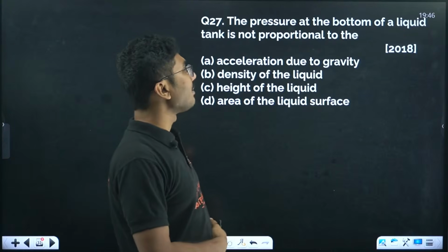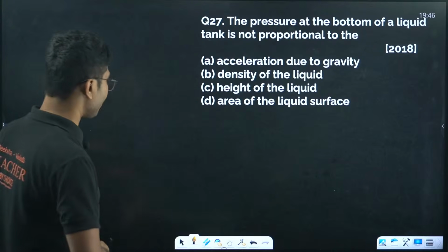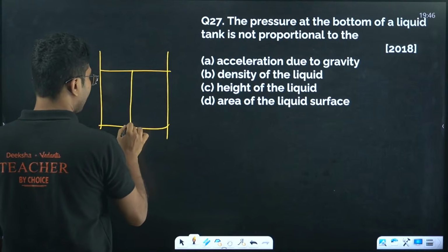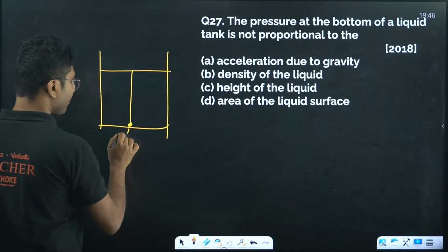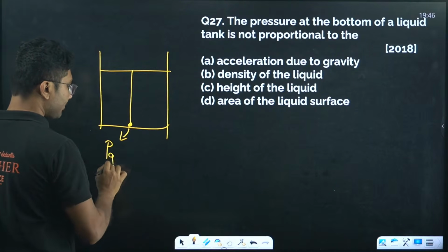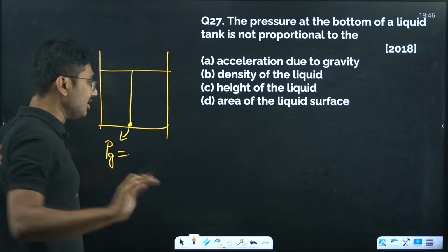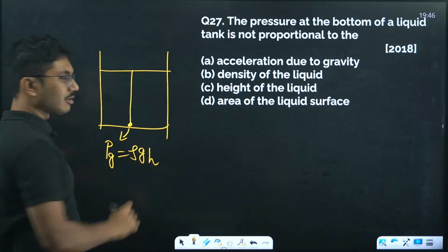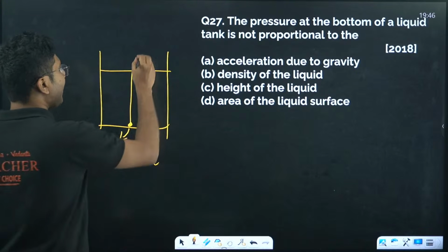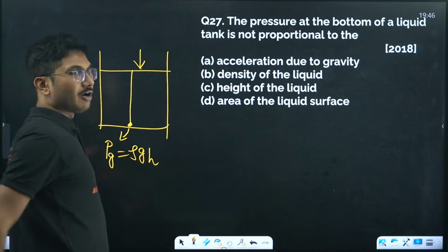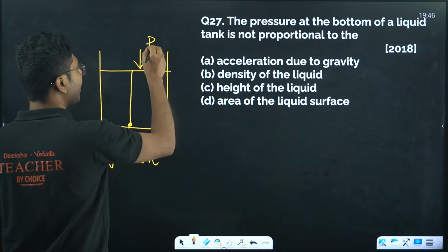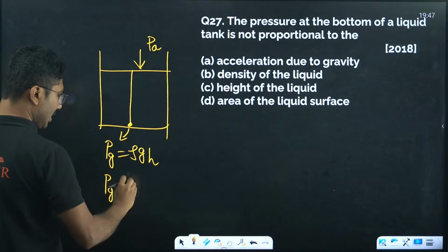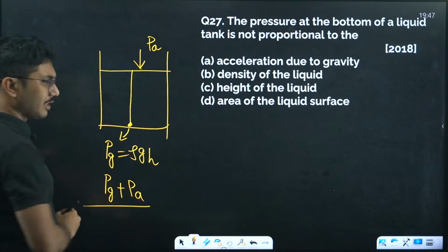The pressure at the bottom of a liquid tank, if you try to calculate, actually consists of two portions. One is called gauge pressure. Gauge pressure is nothing new, you already know, which is rho g h. This one is called gauge pressure. Okay, now in class 11th or PU1 you also know that total pressure is not only this gauge pressure, but you also have to add the atmospheric pressure.